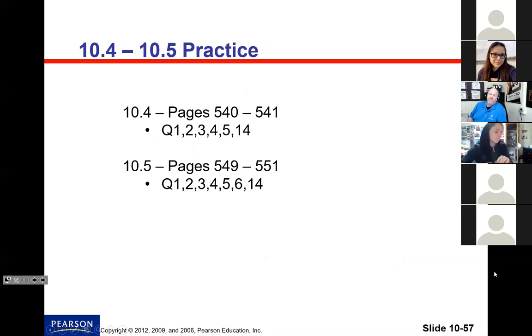So for these questions, you're going to need your formula sheet in front of you, because you're going to have to look at the right formula for the right question. Remember, if it says volume, make sure you're looking at the V formulas. If it's surface area, make sure you're looking at the area or surface area formulas. Okay, and we'll work on this for about 20 minutes, I think.